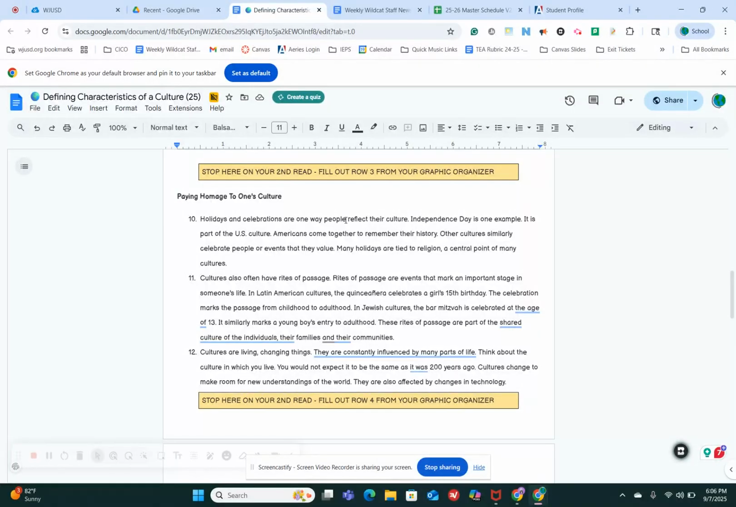Cultures are living, changing things. They are constantly influenced by many parts of life. Think about a culture in which you live. How would you expect it to be? You would not expect it to be the same as it was 200 years ago. Culture changes to make room for new understandings of the world. They are also affected by changes in technology. All right, pause here, go back for each of those 3 paragraphs, circle 2 keywords, and underline your main idea.